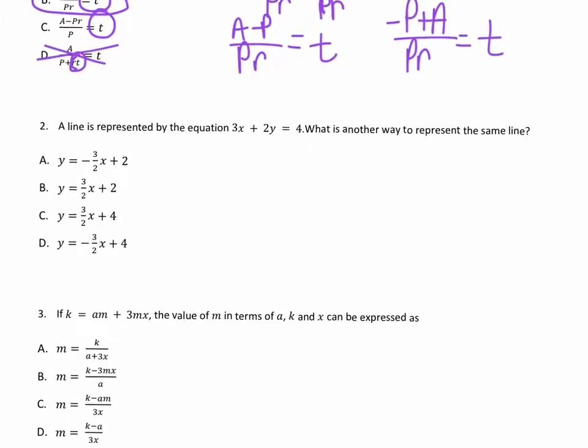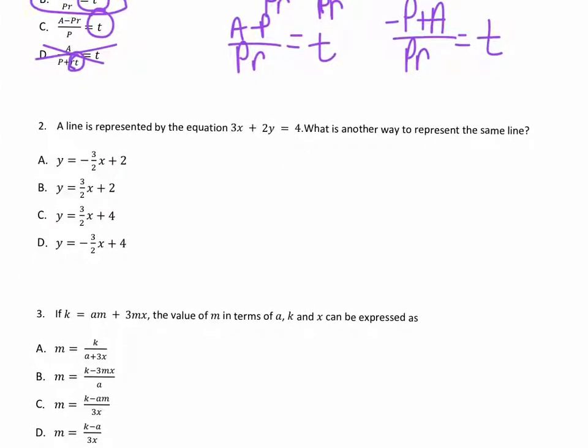Next, a line represented by this equation. What is another way for the same line? And that's kind of what I was talking about with number 1, where it says there's other ways to solve or to represent. So notice with this one, all of them I am solving for y. So these are still considered literal equations. I'm going to take this equation in standard form and put it in slope-intercept form.